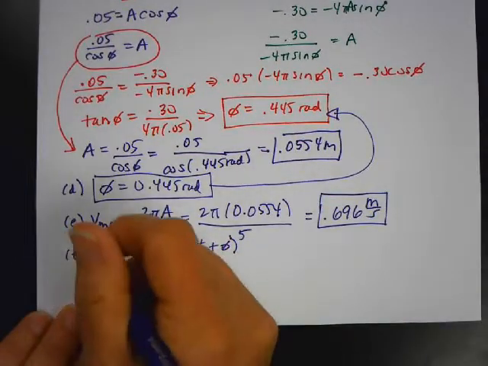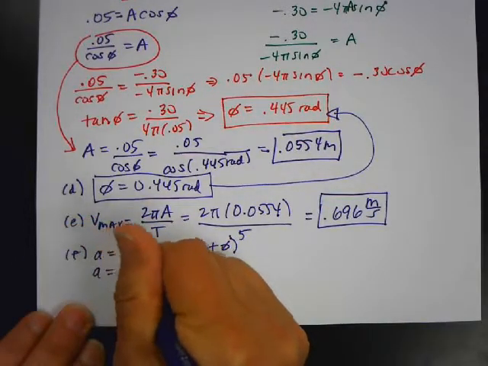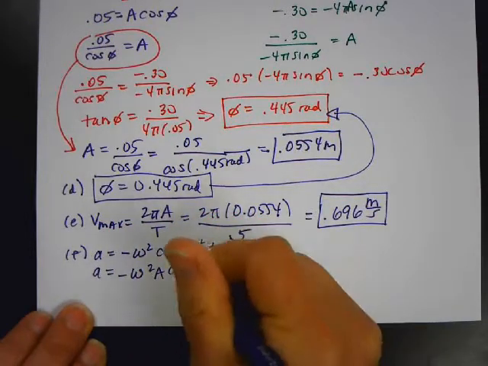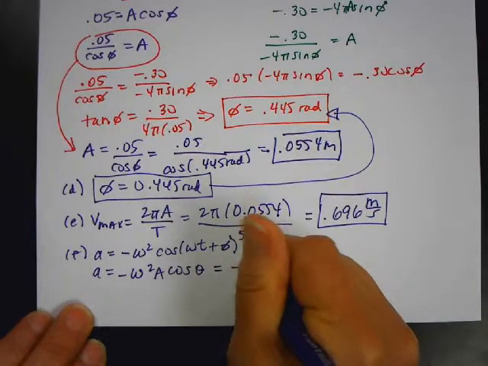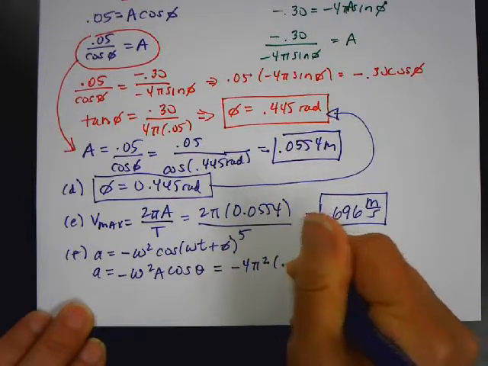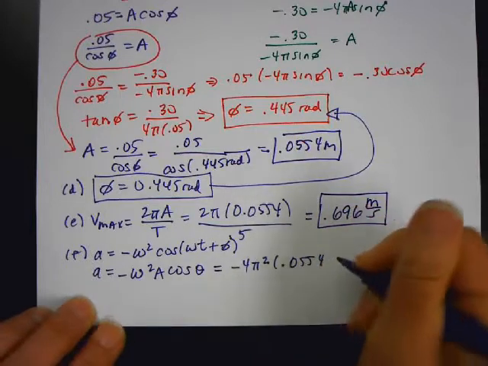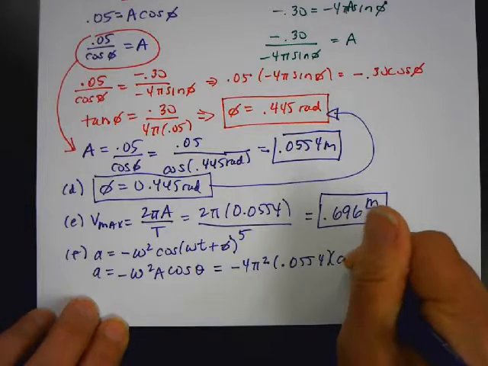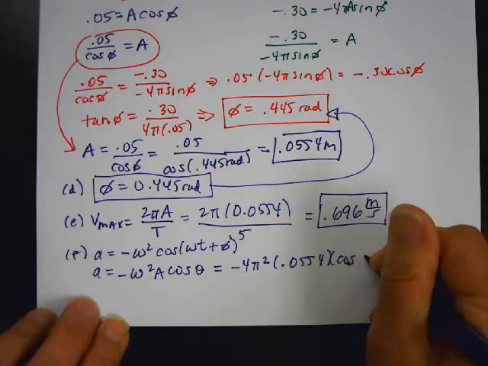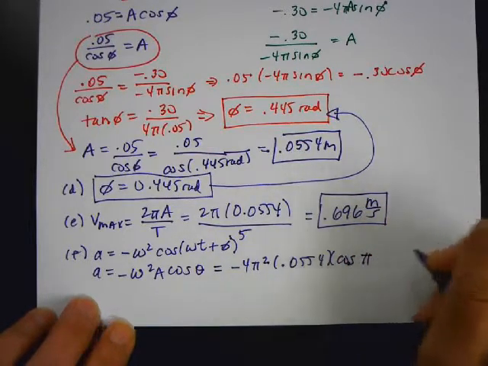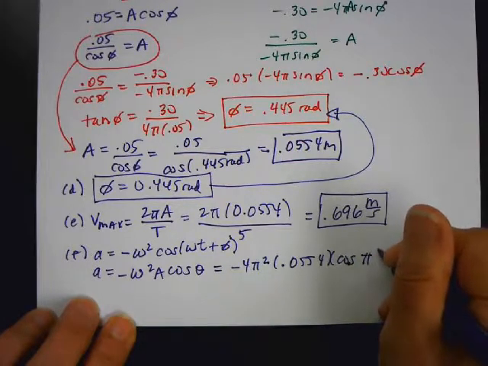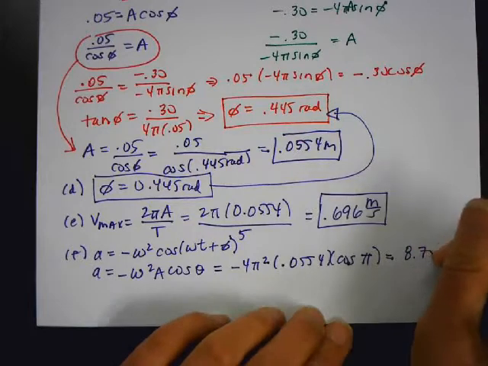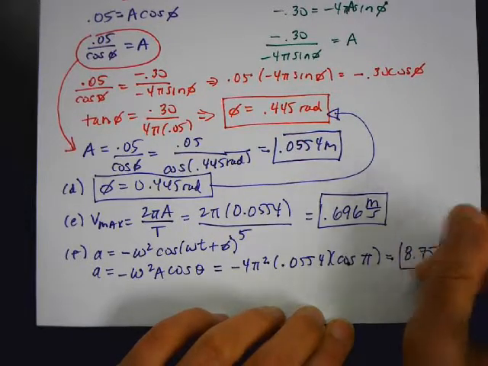So a is equal to negative omega squared A cosine of this. Then when I substitute in, it's going to be negative 4 pi squared times 0.0554 times cosine of pi radians, because that's 180 degrees. And when we do all that on the calculator, it comes out to be 8.75 meters per second squared.